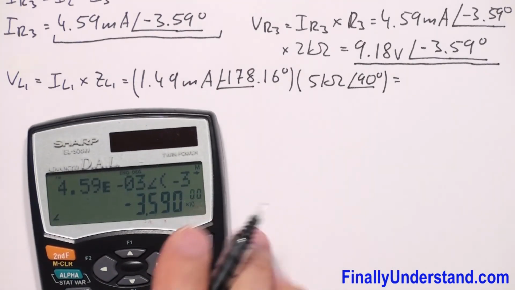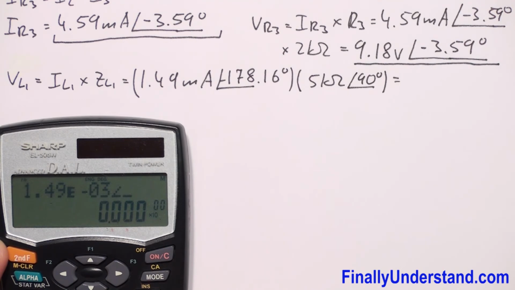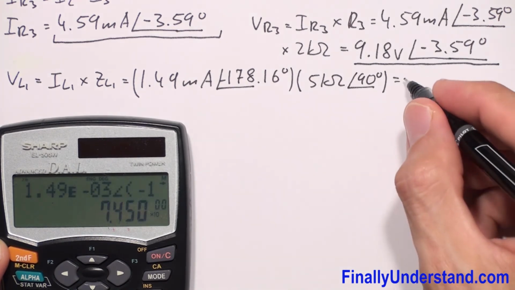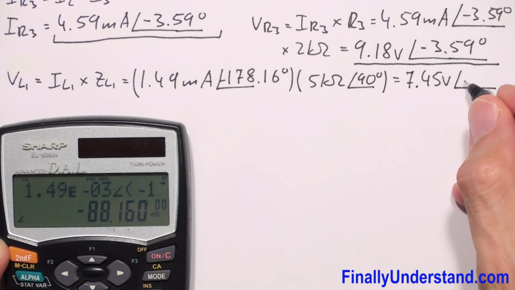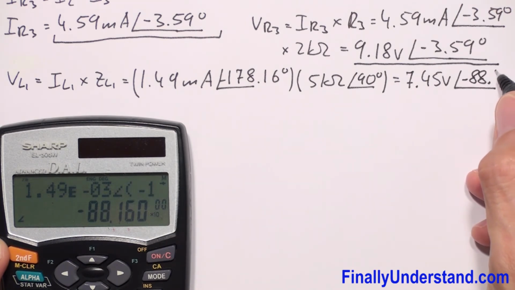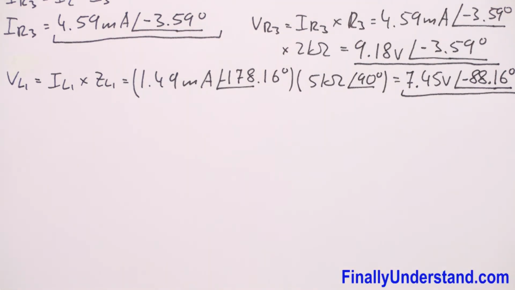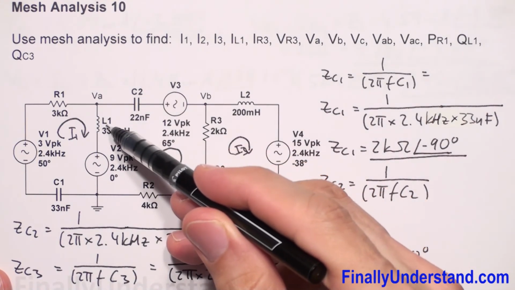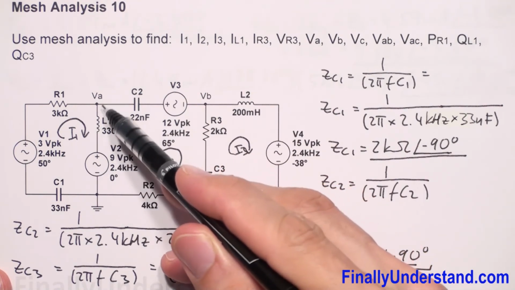Let's use the calculator. We have 1.49 × 10^-3 and angle of negative 178.16 times 5 × 10^3 and angle of 90 degrees. This is equal to 7.45 volts and angle of negative 88.16 degrees. Okay, so this is the voltage across inductor L1. To find the voltage VA, you simply add this voltage and V2.